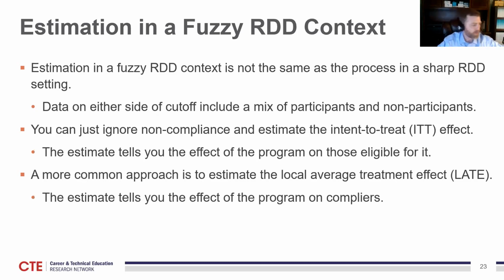And sometimes you may be interested in that point estimate. A more common approach is to estimate what's called a local average treatment effect, and that represents the marginal effect of the treatment on those who comply with their treatment assignment. So it's the effect of the treatment on the treated, essentially, or the effect on compliers.